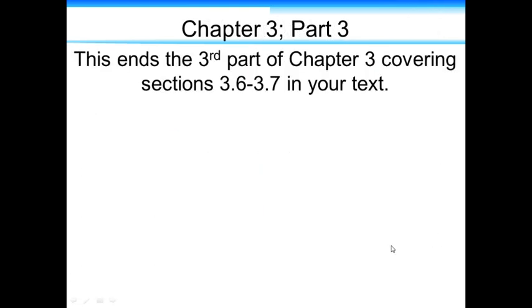This ends the third part of Chapter 3, covering sections 3.6 and 3.7 in your text.